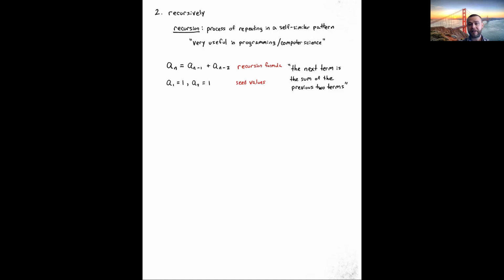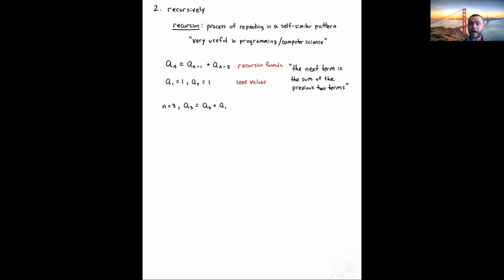Now, in order for some programs and algorithms to work in computer science, you have to start with what are called seed values that start the algorithm. Here, we're going to take as our starting values for A1 and A2, we'll define them both to be the value 1. Now, if we use these values in our recursion formula, our goal is to get what A sub 3 is. We can plug in n as 3 everywhere in that recursion formula.